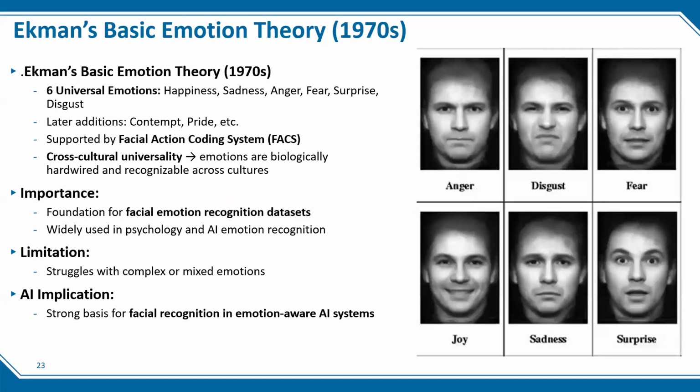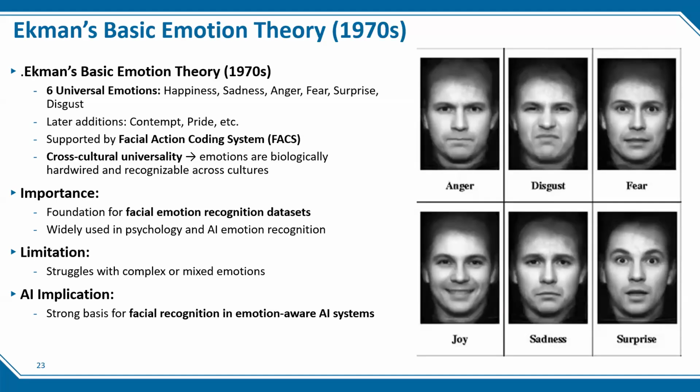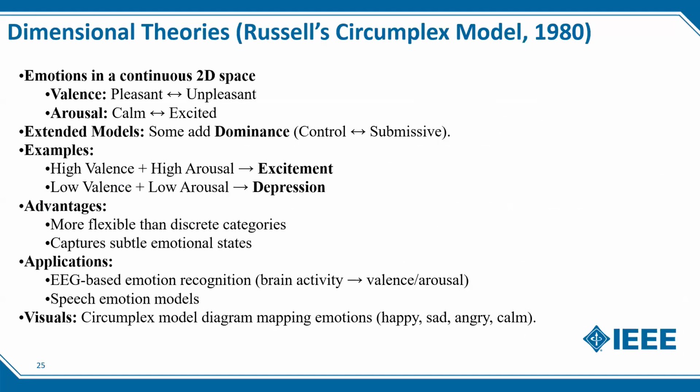And another theory is Ekman's basic emotion theory. Ekman said that emotion can be classified into 6 basic universal emotions, which are widely used in face-based emotion recognition systems. Say, for example, anger, disgust, fear, joy, sadness, and surprise. So these are the 6 Ekman's basic emotions.